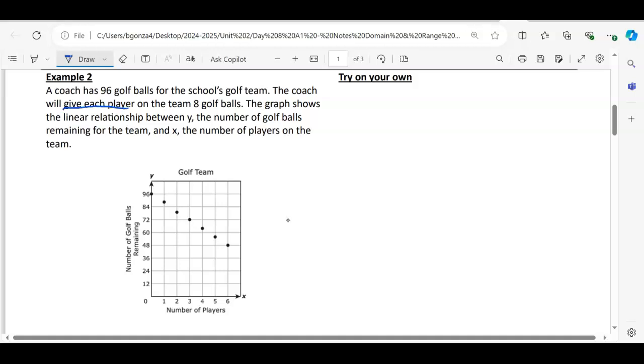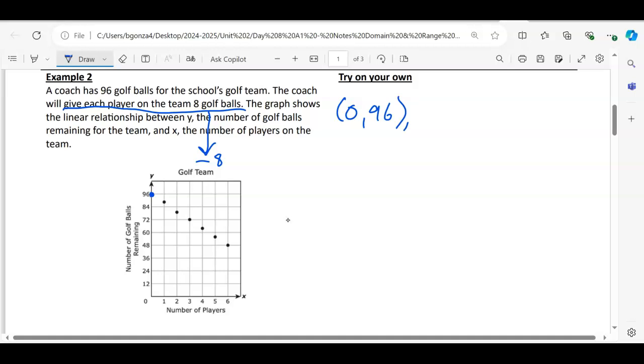So when you give each player 8 golf balls each time, it's minus 8 each time. Okie dokie. So y is the number of golf balls, x is the number of players. So let's go ahead and step 1, write these points. So if he starts off with 96 golf balls, that's 0 players, that's 0, 96. That's on the graph itself, okay? I can see it right here. By the way, this is 0, 96, not 96, 0. It's x horizontally before the y vertically, right?